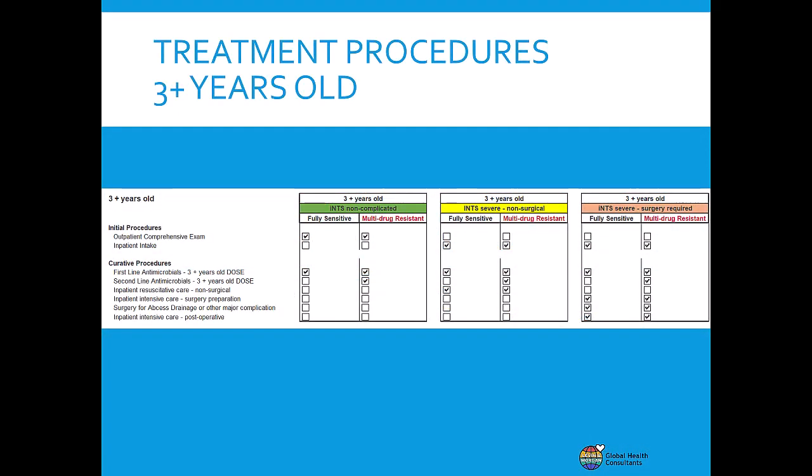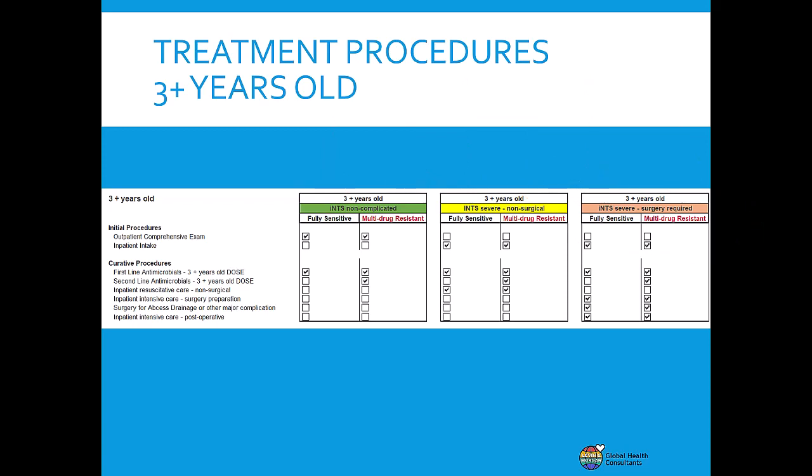You're going to be working with the treatment procedures for 3+ years old and under 3 years old. You're going to be putting check marks in each of the procedures that are going to be used for each case type for INTS non-complicated, INTS severe non-surgical, INTS severe surgery required for both fully sensitive and multi-drug resistant types of cases.